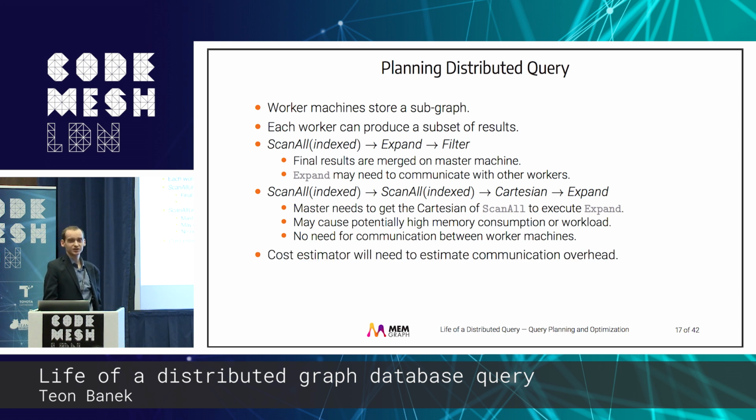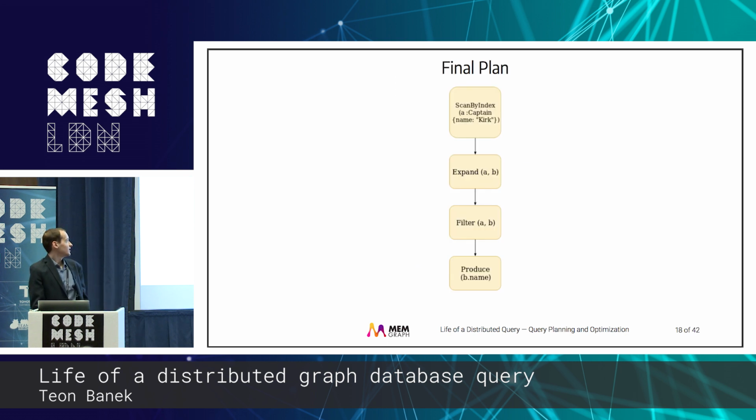And of course, the cost estimation will need to estimate these trade-offs and hopefully choose the better plan. It's not always the case because we always need to tweak it, and there are a lot of papers written on how to choose and find the appropriate solution. In our case, we will take the simpler plan, which is find Captain Kirk by index and expand to destination, apply filters, and produce the results.